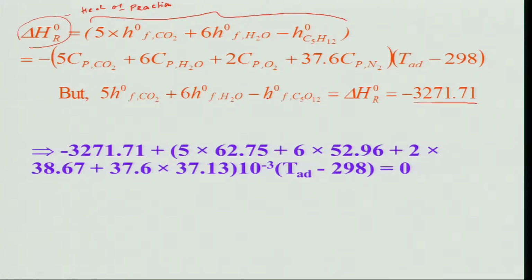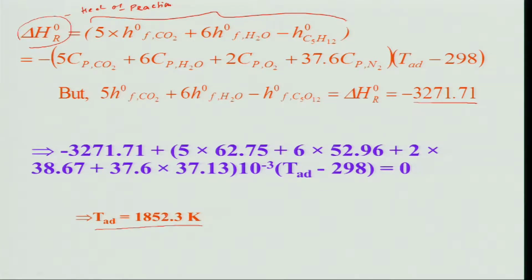These are the Cp values for carbon dioxide, this is for water, this is for O2, and these values are the Cp values for nitrogen. When you substitute these values, the only unknown is T adiabatic, all others are known, and this is 0. So, we will get a temperature of 1852.3 Kelvin.